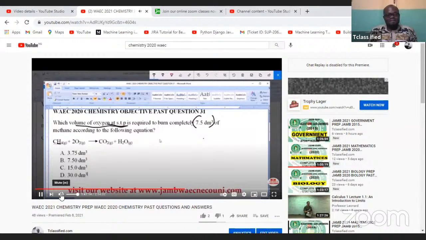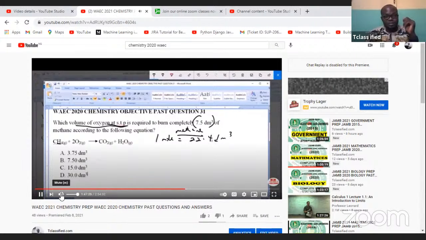So the first thing, look at the methane equation. For methane, the molar volume, 1 mole, is equal to 22.4 kmq. That's under standard condition. Now we have to find the number of moles of methane. So x mole is equal to 7.5 kmq. So we have to find the number of moles of methane that is represented by this particular volume. So this is how we do that.